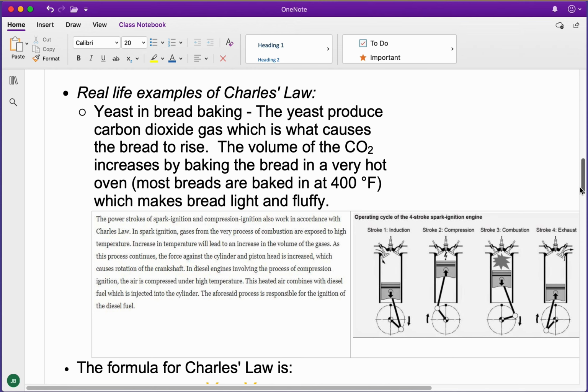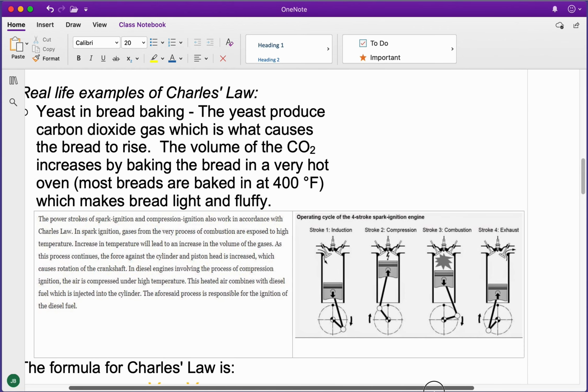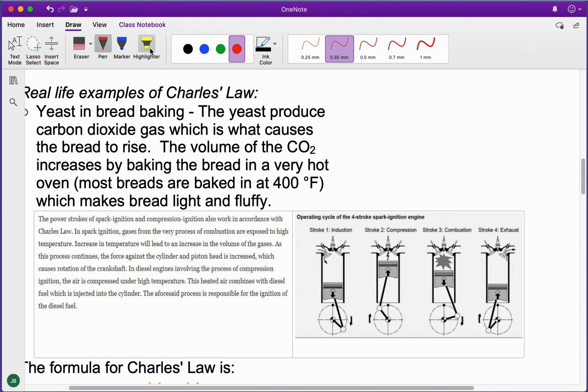Another example of Charles's law is how your car engine works. If you can see in this picture, what we have here is a cylinder. It's kind of complicated, and it happens really fast. So right here, we have two little valves. I'm just going to mark them with a V. Notice as one valve opens, the other one's closed.